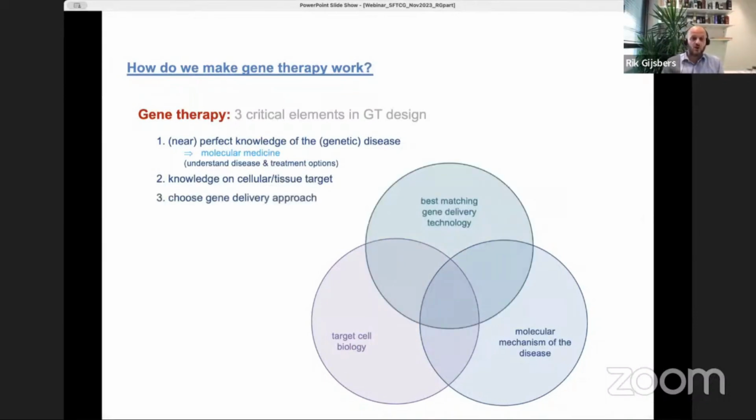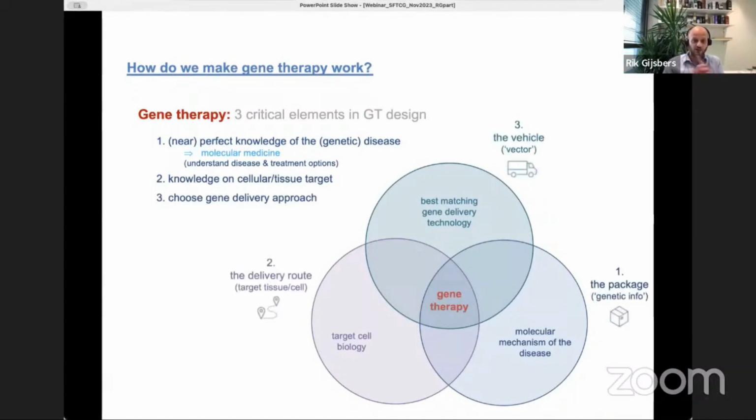And thirdly, once we know these two, we have to choose a way to provide the specific therapy. Providing gene material to the brain, for example, will be different than providing it to the blood. So in the end, only when all these three specific elements have been elucidated, we can develop a gene therapeutic approach. And this boils down to three different steps.